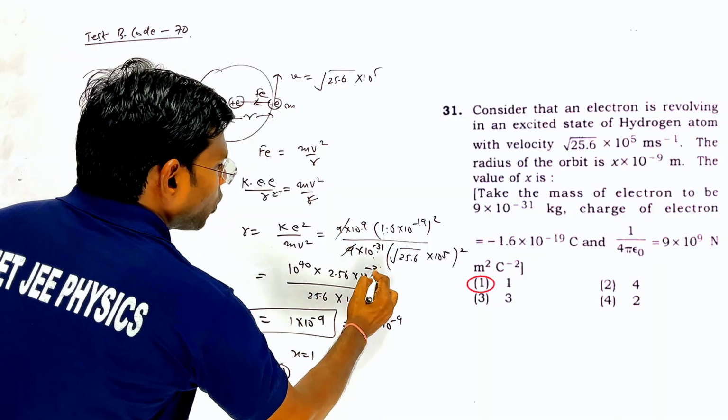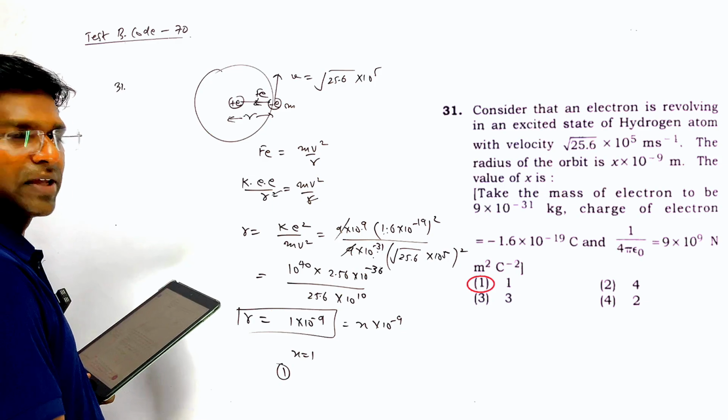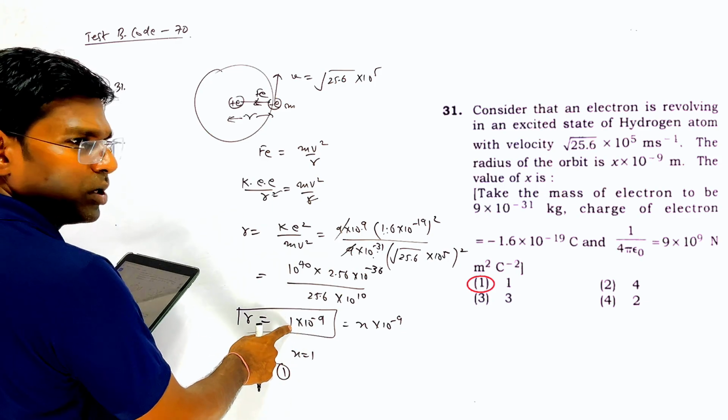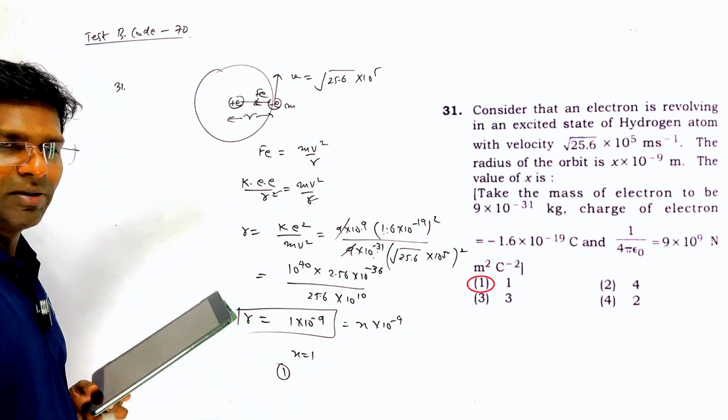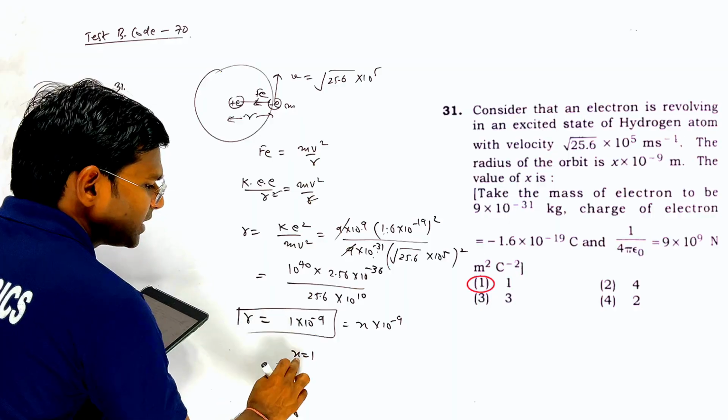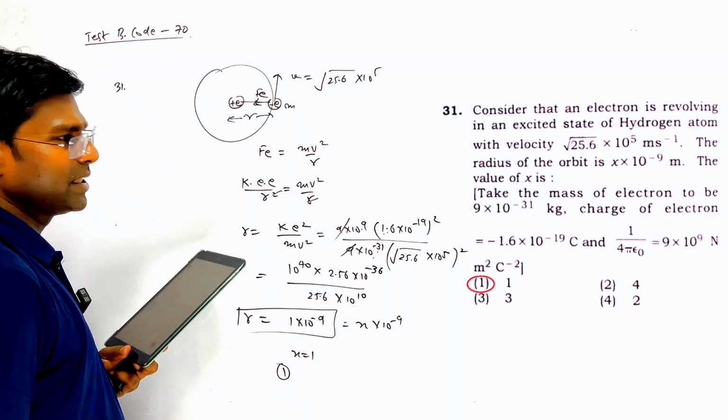I hope you can solve this simplification. Everything will be cancelled out. 1 into 10 to the power minus 9 will be left. So if you compare, the x value is 1 and the first option is the correct option.